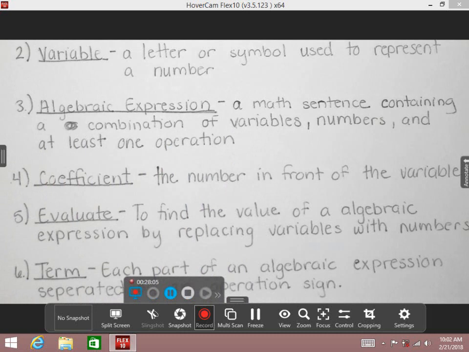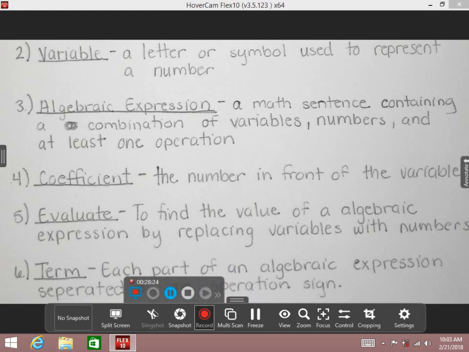Okay. All right, coefficient, we mentioned this yesterday as well. It's the number in front of a variable. What operation do I have a coefficient with? Braxton? Multiplication, because if a number and a variable are right next to each other, we know that that is multiplication.